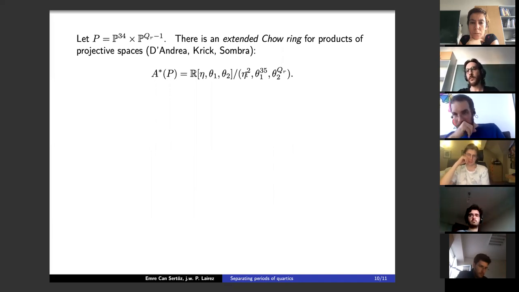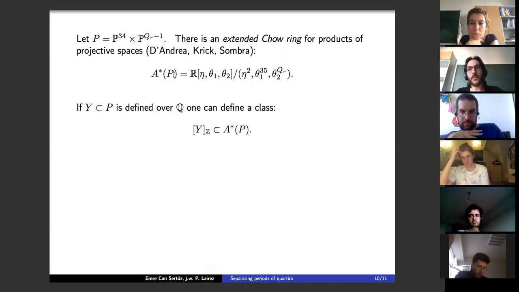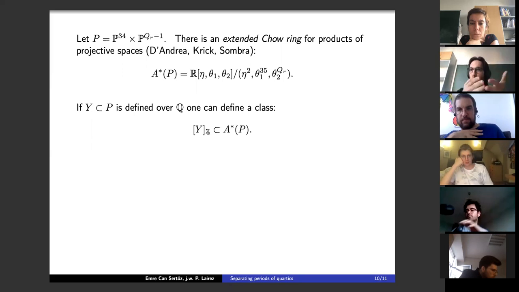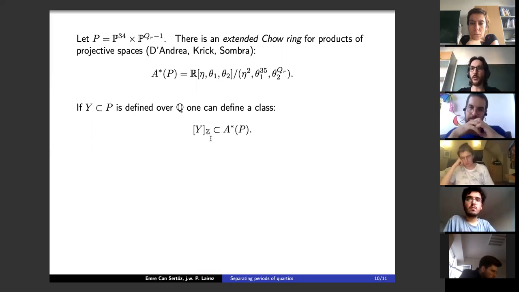The one extraordinary feature here is that the coefficients of elements in this extended Chow ring must be real numbers, and these numbers will in general be transcendental. All right, so given a subvariety in a product of projective spaces, if it's defined over Q or defined over Z, you can associate to it a class in this Chow ring, essentially a polynomial with each monomial being in terms of eta, theta 1, theta 2.